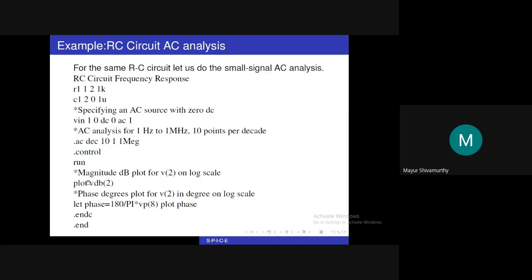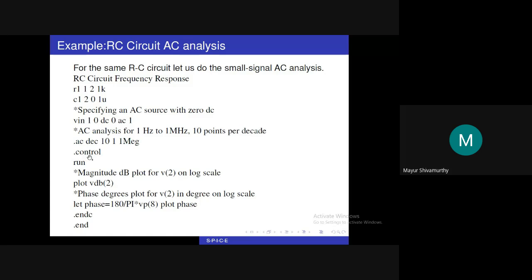So for the same thing, we'll do the AC analysis. The netlist remains the same, but what happens in Vin 1 2 DC 0? I'm specifying an AC. Okay, AC magnitude is 1. Then .ac, so it should be a decade plot, with 10 points. So the start frequency is 1 hertz to 1 mega. So 1 mega, the keyword here is MEG.